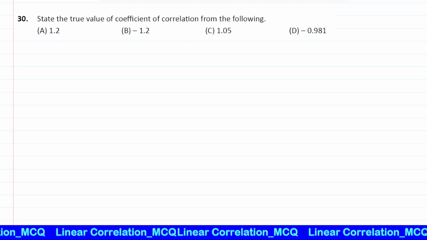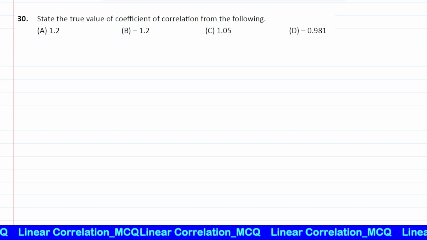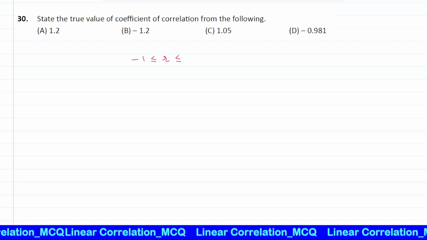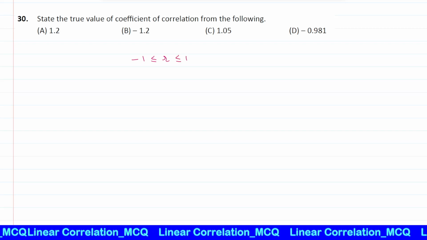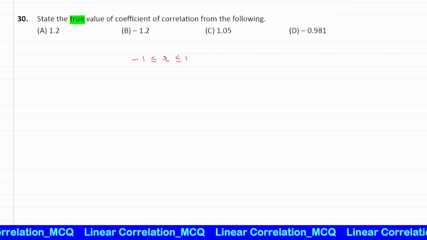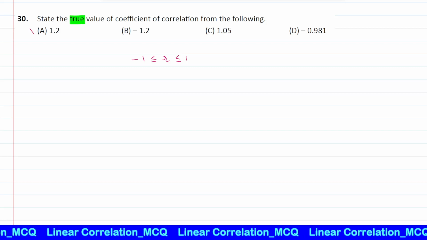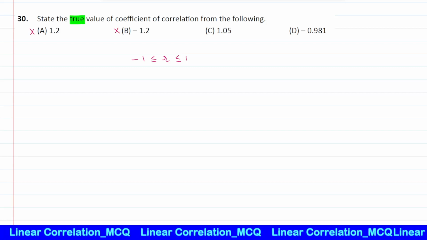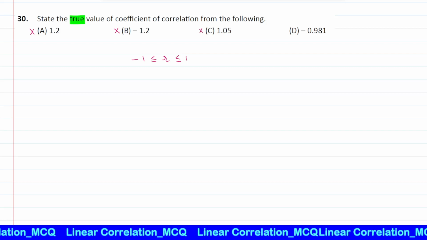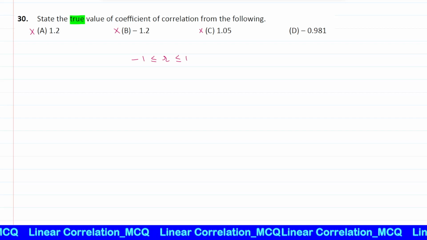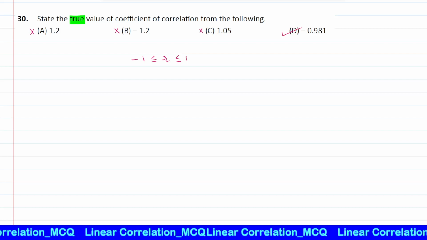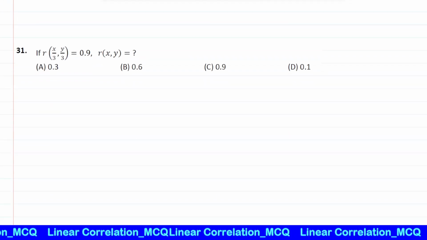State the true value of coefficient of correlation from the following. We know that r lies between -1 and +1. We have to find the true value of the correlation coefficient. In the first option, r is more than 1, so it is not possible. r less than -1 is also not possible. Here r greater than 1 is not possible. r equal to -0.981 lies between -1 and +1. So option D is correct for question number 30.